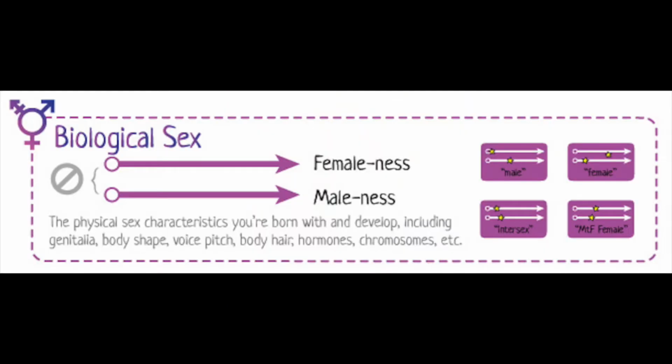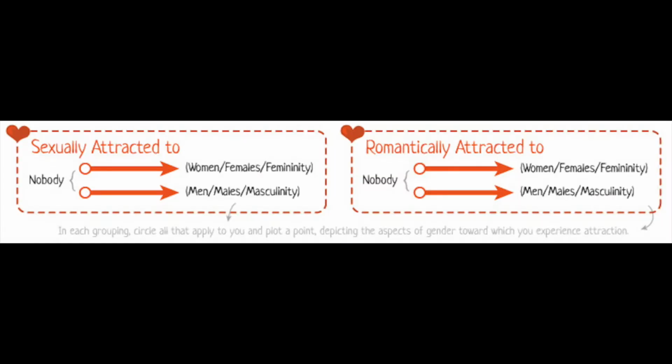Biological sex is the sex assigned at birth, which can be male, female, or intersex. And sexual/romantic attraction is how a person feels about other people, either sexually or romantically. In other words, sexual attraction is based on who you have sexual feelings for or desire for, and romantic attraction is based on who you have emotional feelings for.